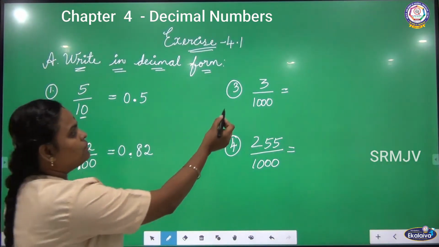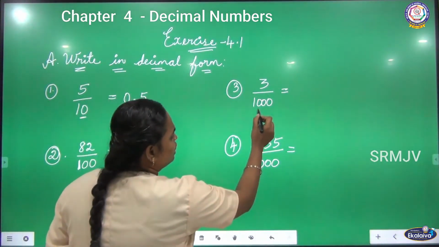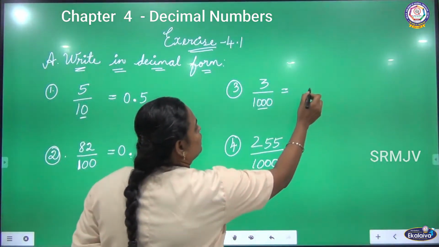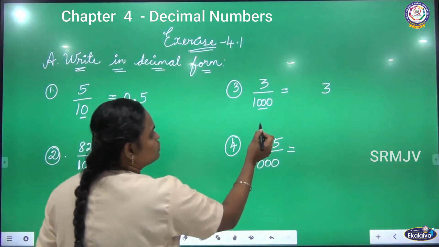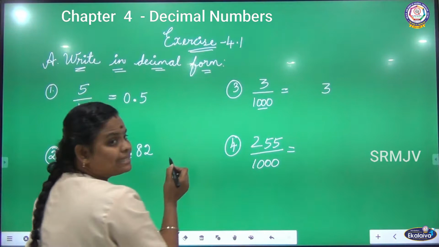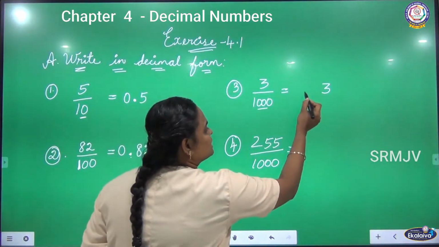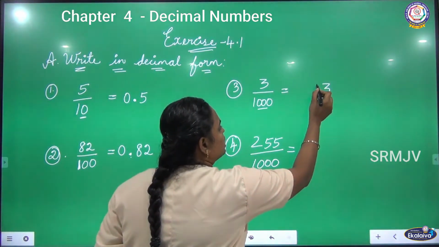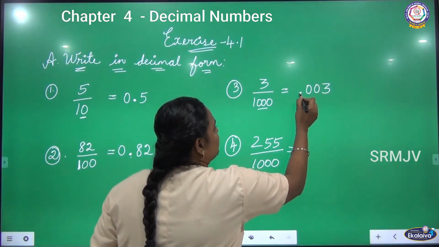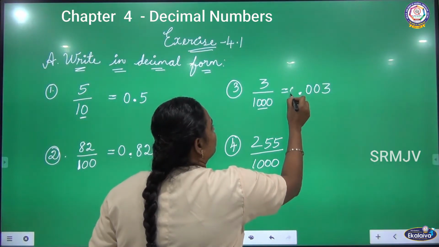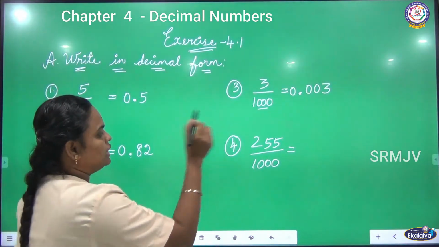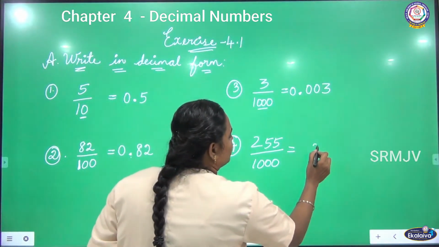Next one, 3 by 1000. Look at the denominator. How many zeros are there? 3 zeros are there. So you can write 3. Then listen children, look at the numerator. Only one digit they have given, but here 3 zeros are there. So 3 decimal places should come. So in front of the number you can write 0 to get the 3 decimal places. So you can put the dot, then before the dot you can write 0. So what is the answer? 0.003.